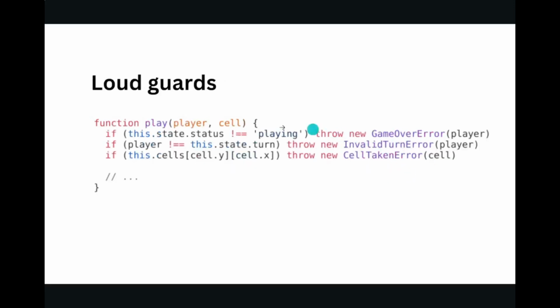We can make them louder if we wanted to. We can actually throw an error, or maybe we could log it, or maybe even there's an effect. Imagine there were points and you lose points if you try to play when it's not your turn. Well, then maybe here there would be some function call to decrease their points. So it's up to you how you want to implement your validation logic.